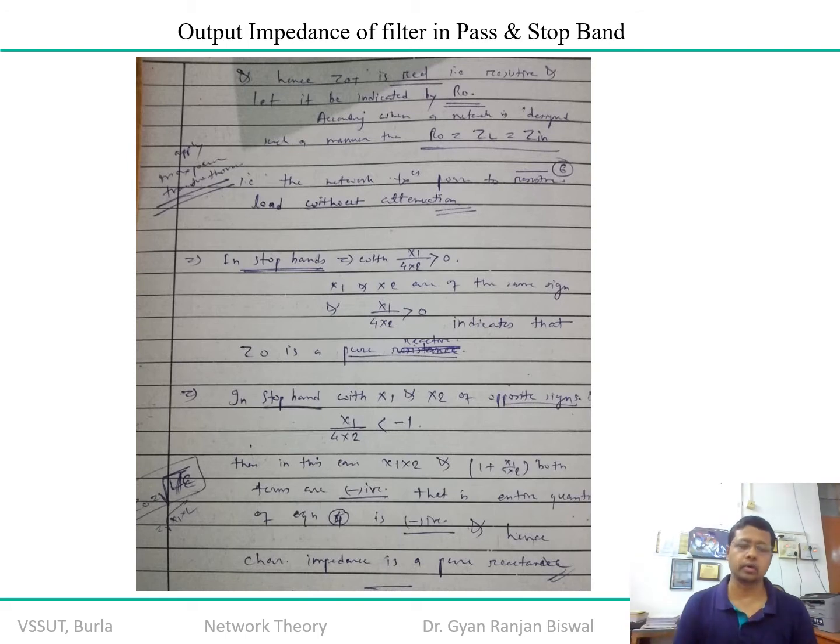So whenever we talk about your transmission impedance Z naught T, it is always real. Remember, it is resistive and it is indicated by R naught.